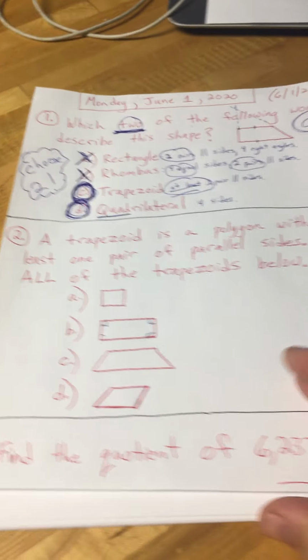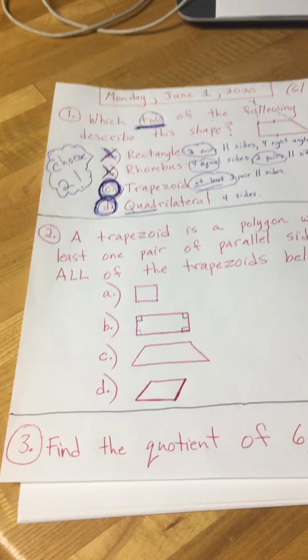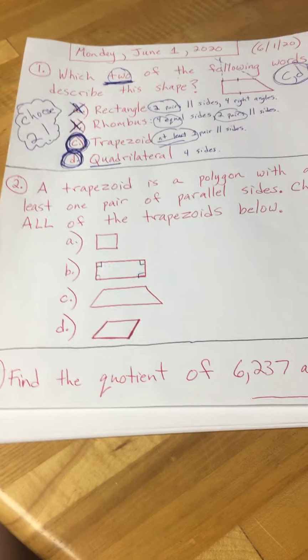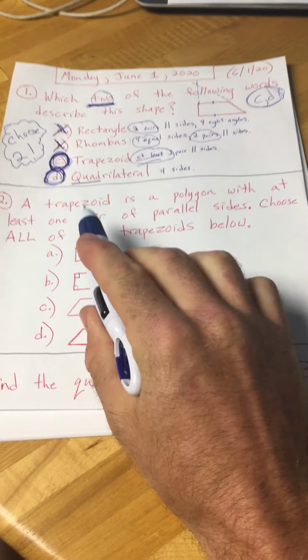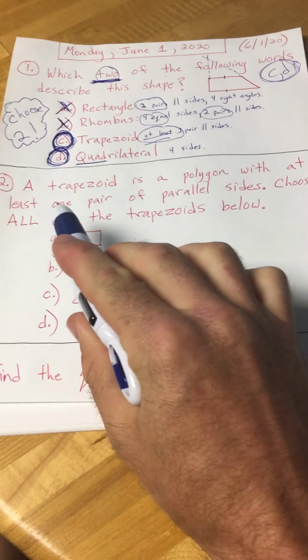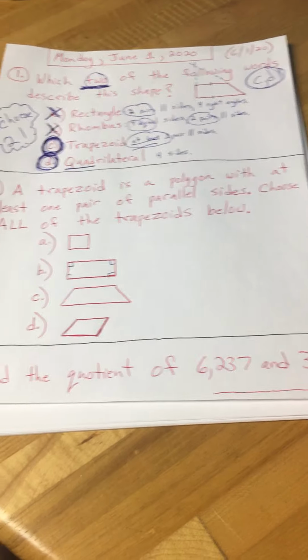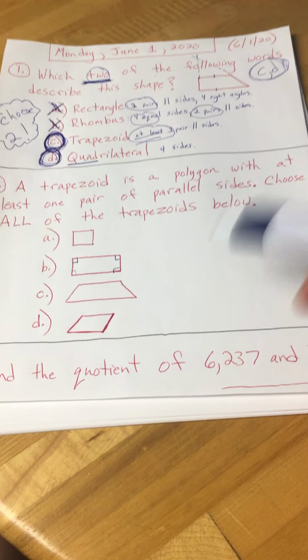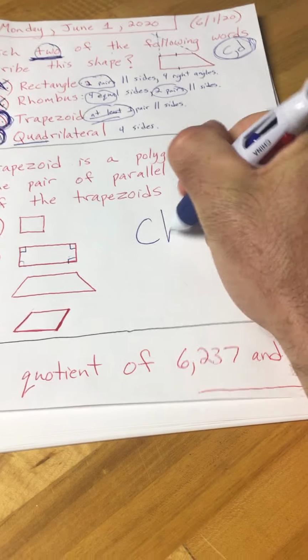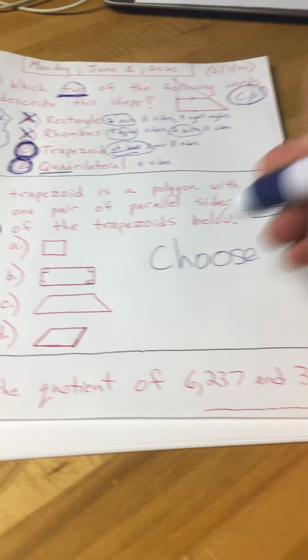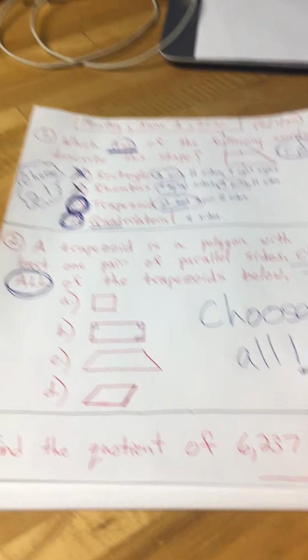Okay, number two, give yourself some snaps if you got that. C and D are correct. Number 2, a trapezoid is a polygon with at least one pair of parallel sides. Choose all of the trapezoids below. So we need to choose all this time. So in big letters, I'm going to write choose all.